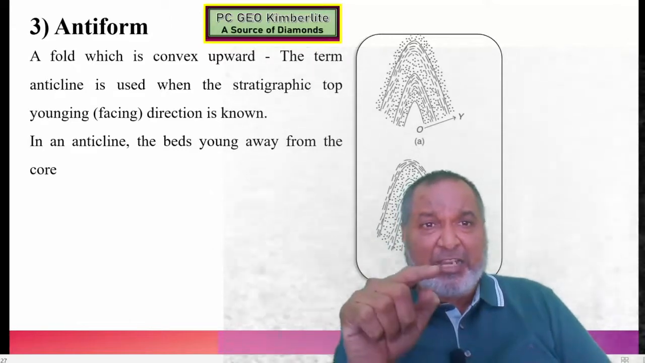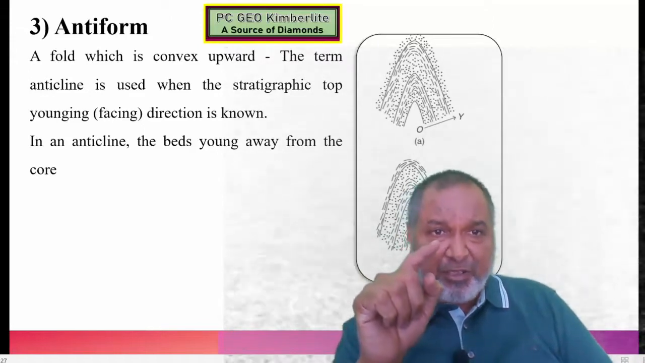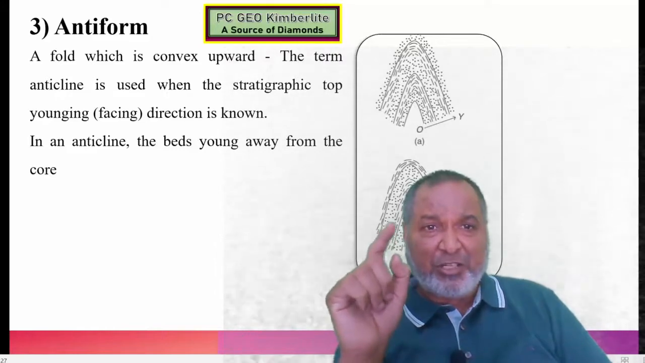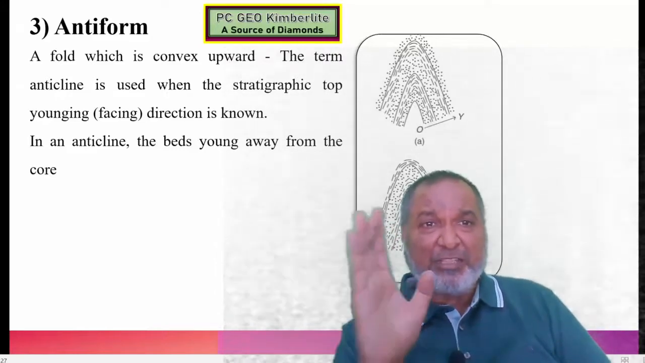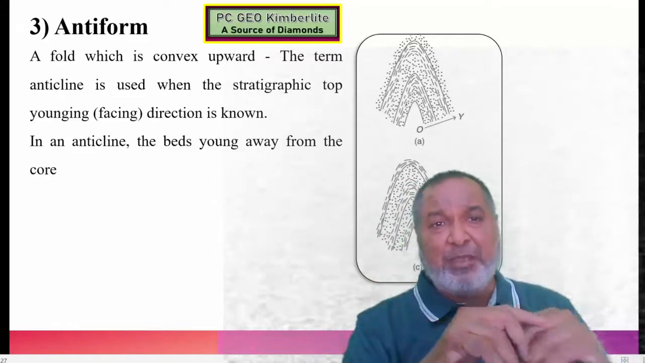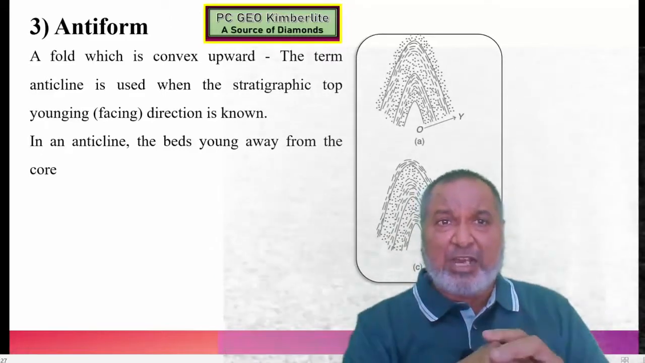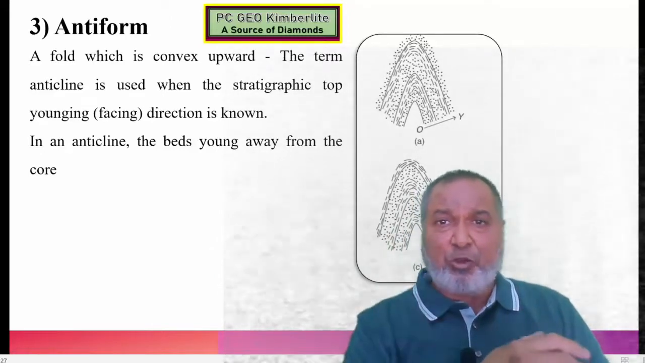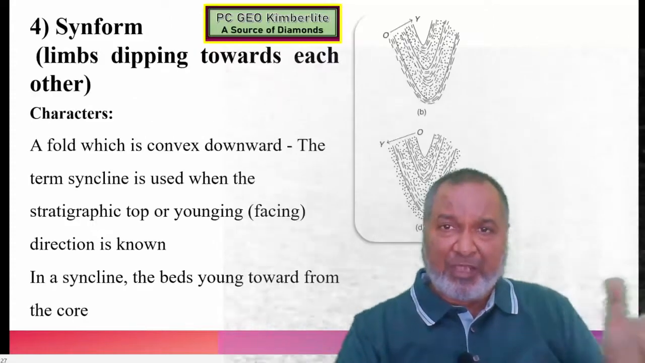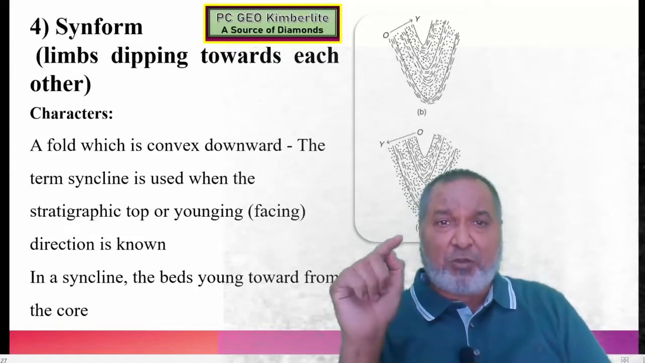The term anticline is used when the stratigraphic top, that is the facing direction, is not known. When the stratigraphic facing direction is known, then instead of calling it an anticline, we call it an antiform. In an anticline, the beds are dipping away from the axial plane. Limbs are dipping in the opposite direction. Once we know the stratigraphic top, that is called facing, then it is the antiform. Exactly opposite, it is the synform. Limbs are dipping towards each other, a fold which is convex downward.